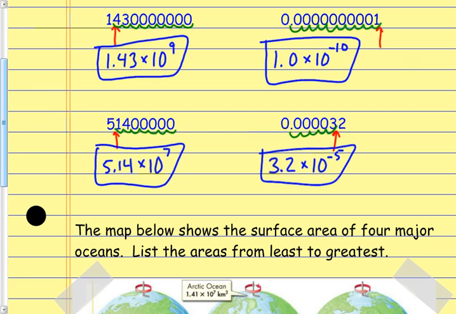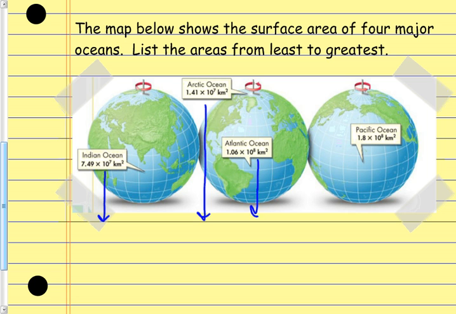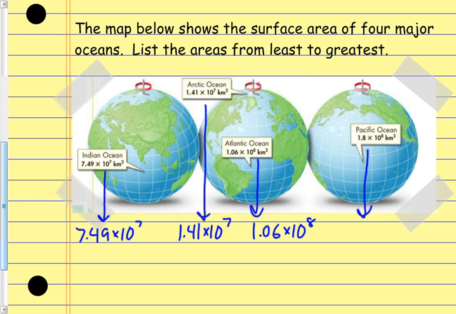And these last ones, I've basically taken this map here, and it's asking about the oceans in terms of their square kilometers. And we want to list these from least to greatest. So as I look at these, each being written in scientific notation, I'm going to just copy these down below here so I can take a closer look at them. So this first one is the 7.49 times 10 to the 7th. The next one is a 1.41 times 10 to the 7th. The next one is a 1.06 times 10 to the 8th. And then the last one is 1.8 times 10 to the 8th.